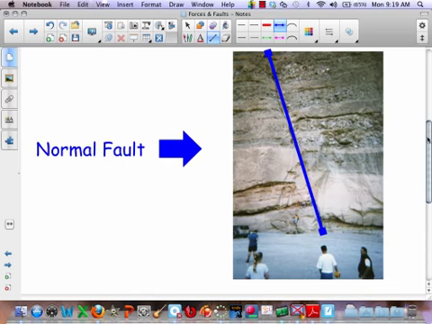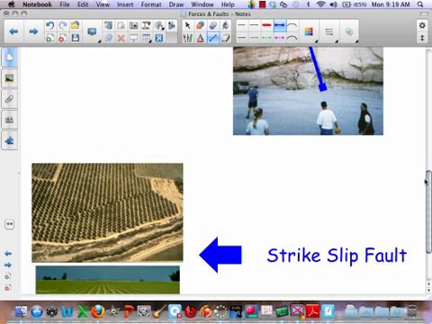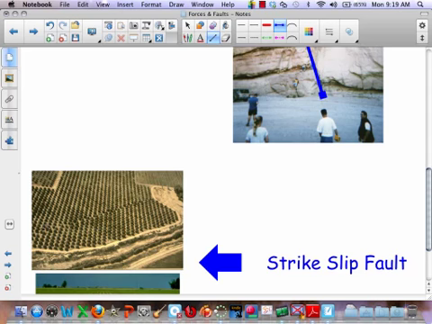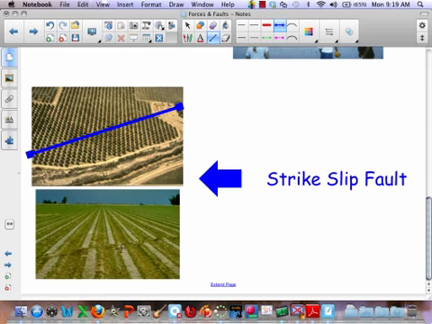And then this picture is right out of your textbook. This is your strike slip. You can see how the rows of the orange trees are offset, and that right through here, that line is again the fault plane. And here's another example being shifted over just a few inches. So again, we have a strike slip there.